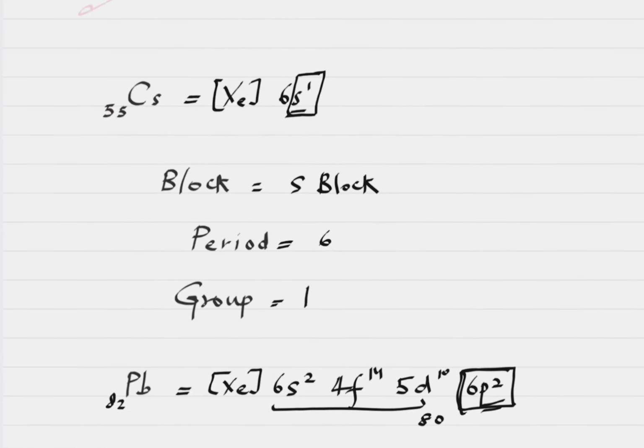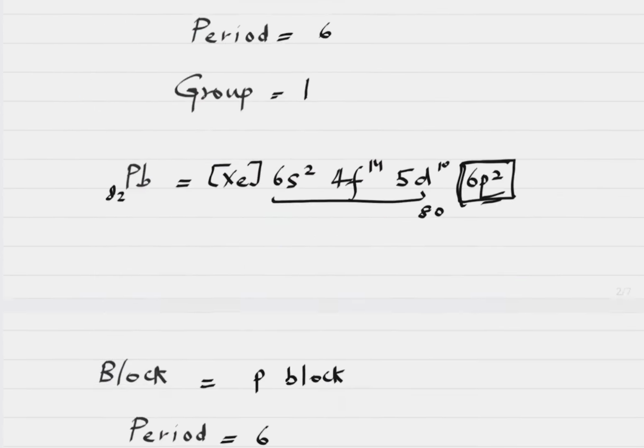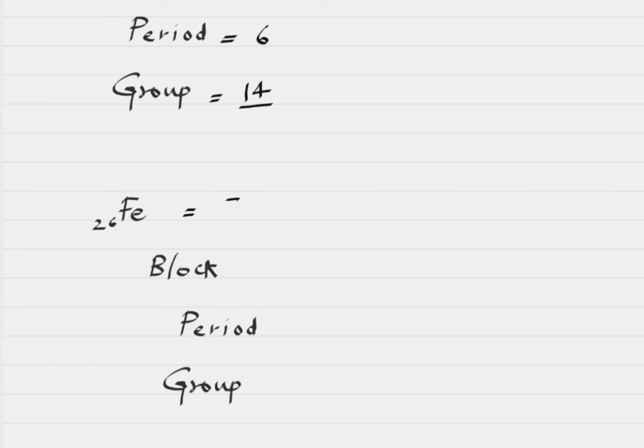Let us see the noble gas before 26, and that is argon. After argon we have 4s and 3d. So let us write argon, atomic number 18. Then we have 4s, 20. Then we have 3d, 6. That makes it 26. Okay.